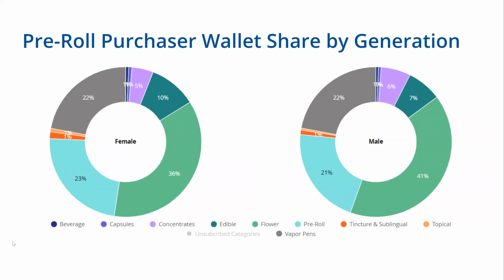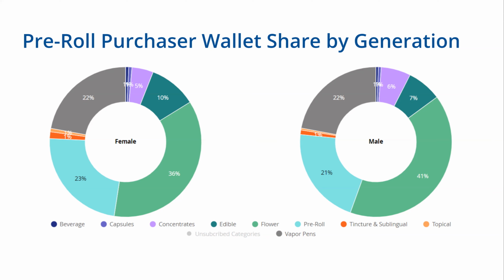Now, after looking at this more than 10 seconds and reviewing the numbers, I start to see something different happening within flower. The share of flower for males who purchase pre-rolls is 41%, while for females who purchase pre-rolls, it's 36%. Where did that 5 percentage points go? It seems that the share of flower for women is being eaten up by edibles and pre-rolls. With this insight, you could make an assumption that females who are purchasing pre-rolls are also looking for easy and convenient ways to consume their cannabis.